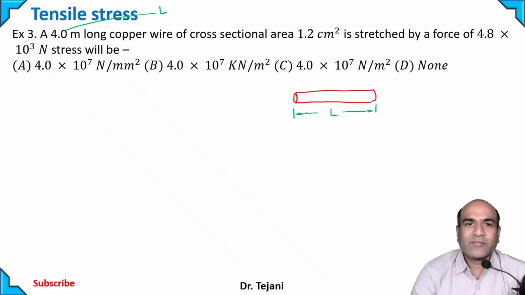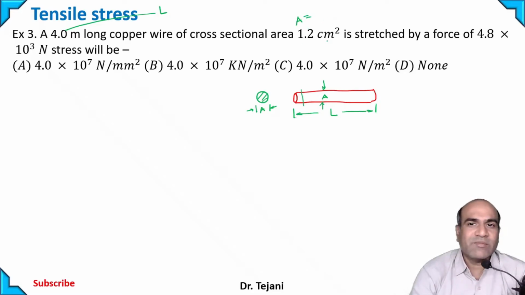A 4.0 meter long copper wire of cross section, that means area. See, cross sectional area: if you cut this object from here, we can see there is a circular shape. This cross sectional area we call A. So the cross sectional area is given as A is equal to 1.2 centimeter square.